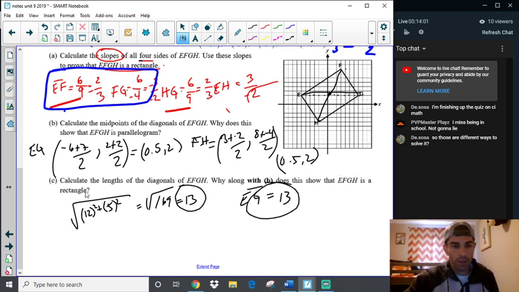So, along with B, does this show that it is a rectangle? Well, the midpoints are shared, so they bisect each other. The diagonals are congruent, therefore you're a rectangle.